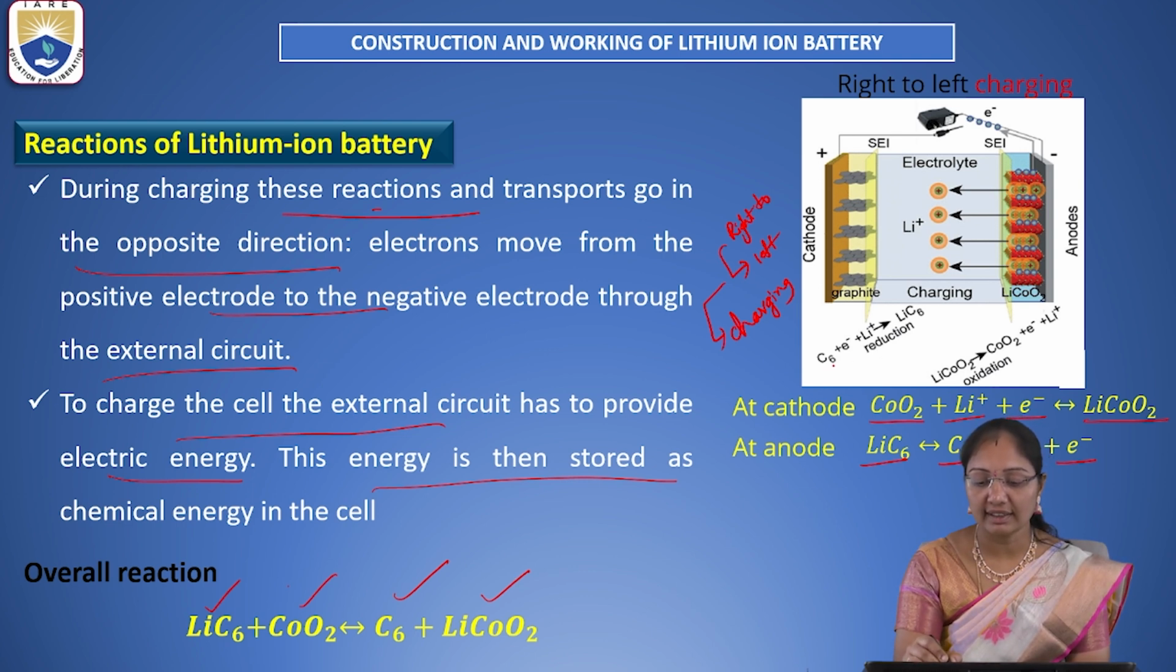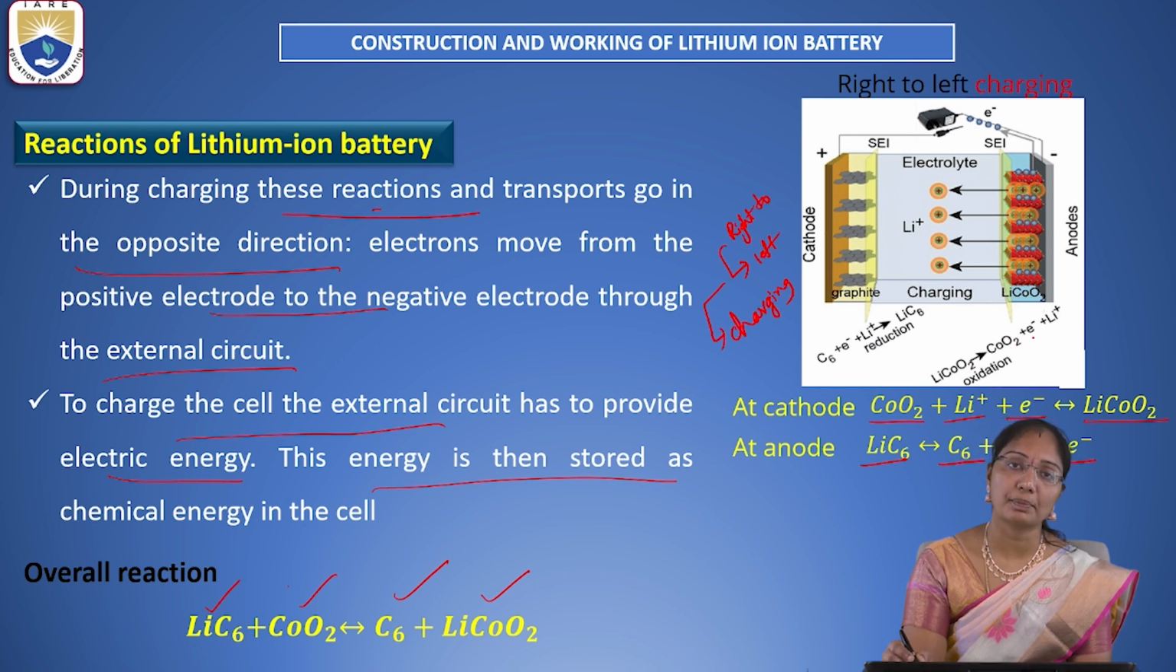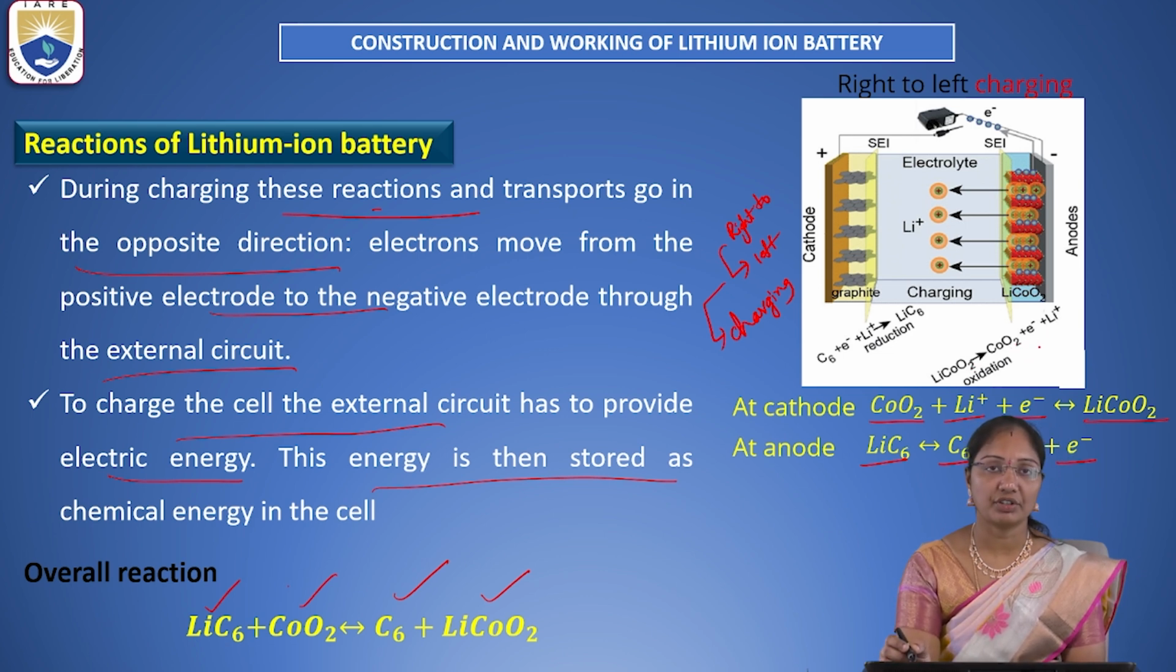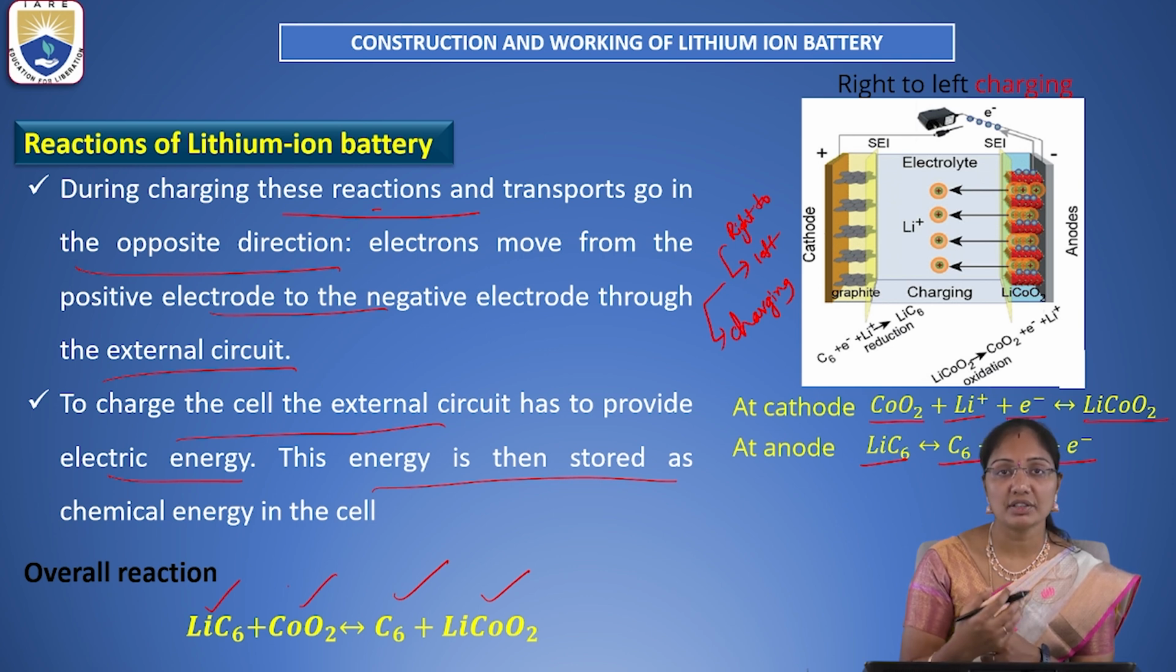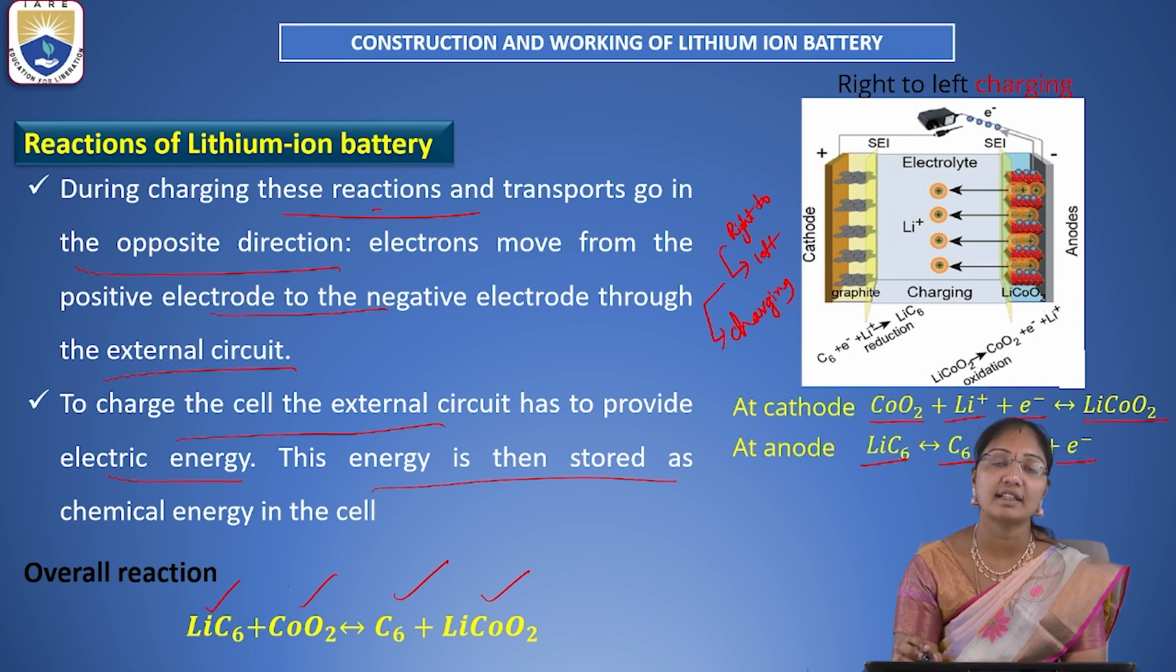Here we can see C6 plus electron plus lithium gives rise to LiC6, which is the reduction, and lithium cobalt dioxide gives cobalt dioxide plus electron plus lithium, which is called the oxidation process. Here we are supplying external current, providing electrical energy, which means we are charging. This electrical energy is stored as chemical energy inside lithium ion batteries, which are called LIBs.